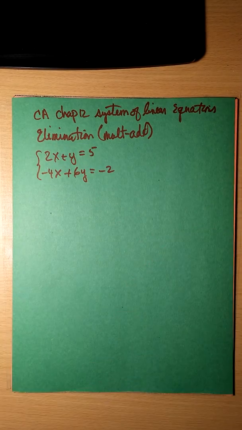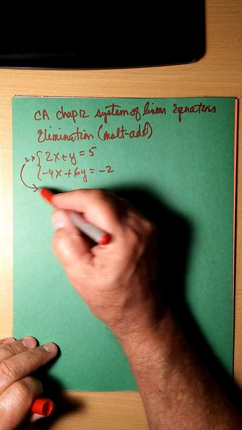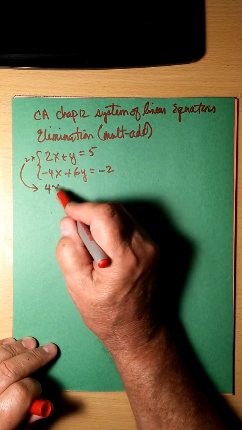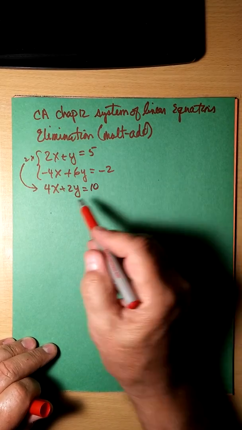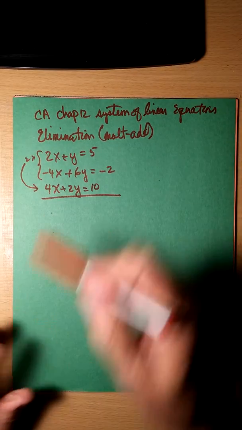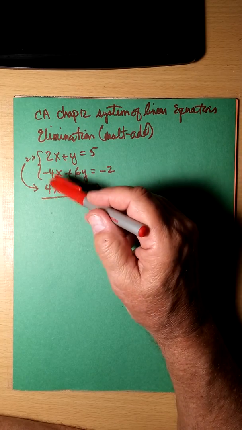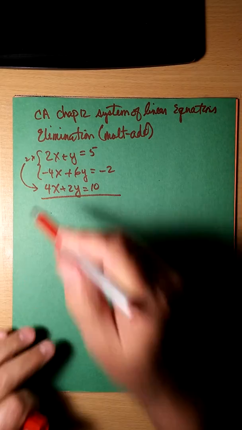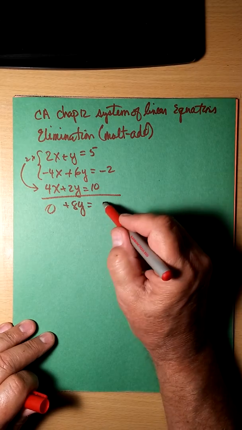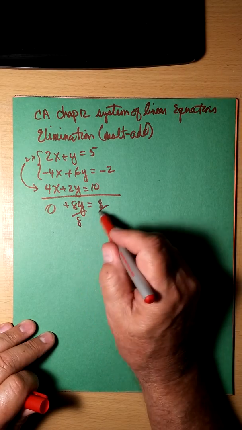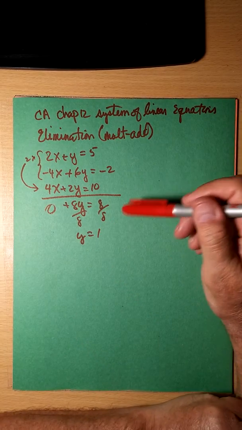So all I really have to do is multiply this top one by 2. You get 4x, 2y, and 10. You may have to multiply both equations by something, but in this case we didn't, because now when we add the negative 4x and the positive 4x, we get 0. The y's are 8y, and this is 8. When you divide by 8, you get y equals 1. That's part of your answer.